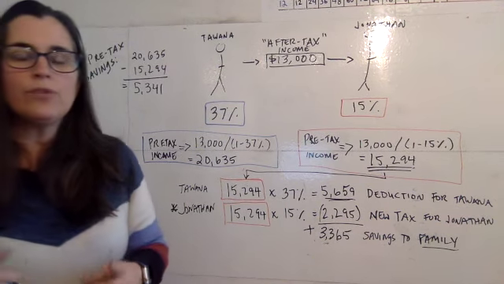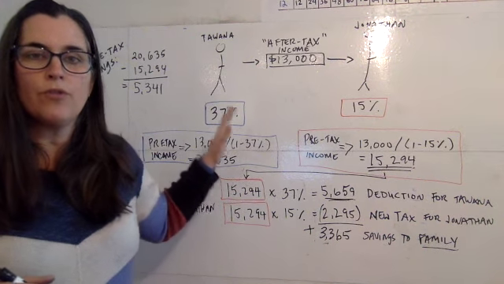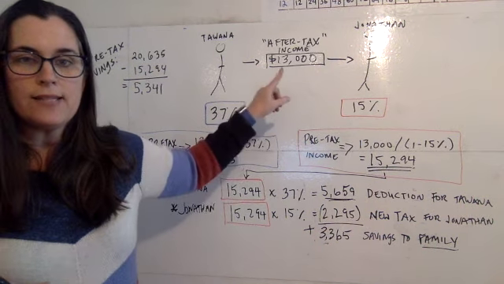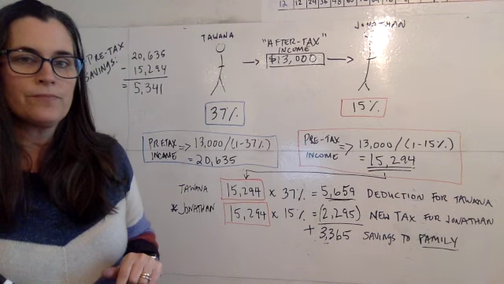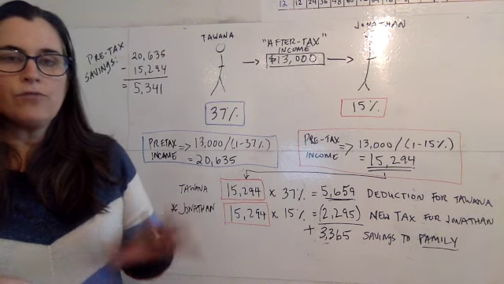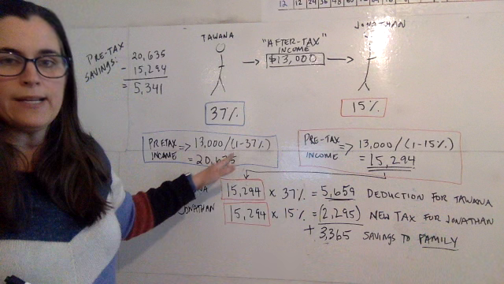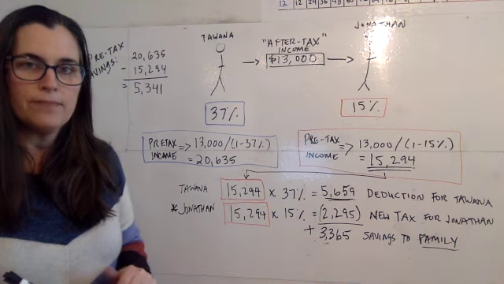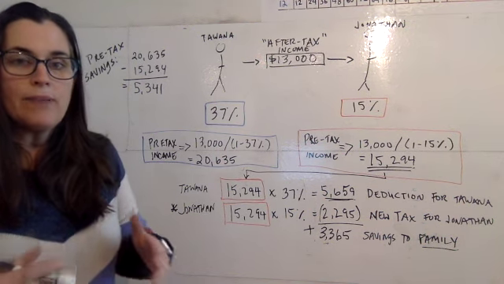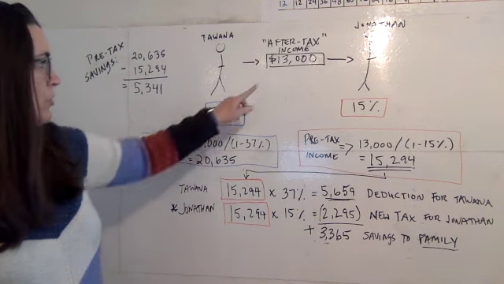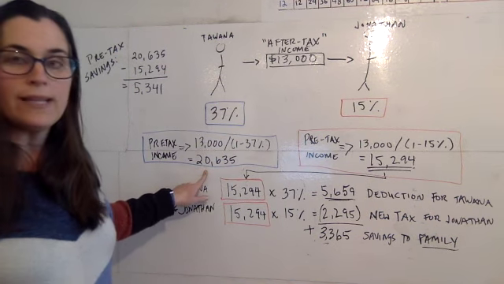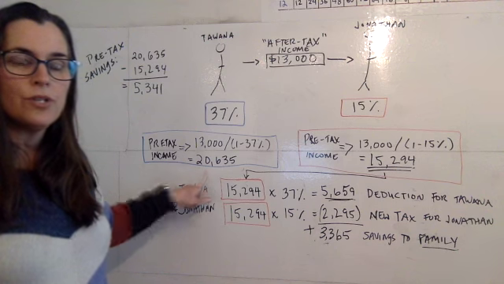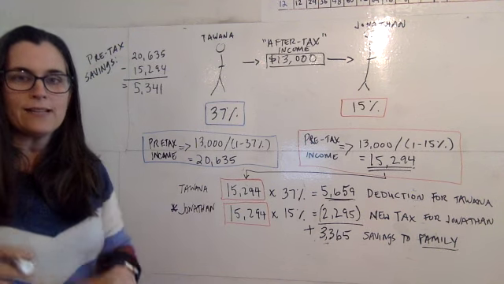The first thing we want to do is understand what's the pre-tax income for both Tawana and Jonathan as it relates to this $13,000. Now, pre-tax income is a formula. It's after-tax income divided by 1 minus the marginal rate, okay? What we're basically backing into with this formula, and for Tawana, the result is going to be $20,635. So let's pause and realize what that is.